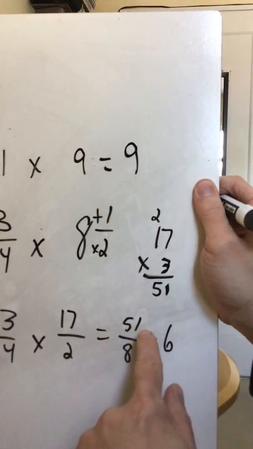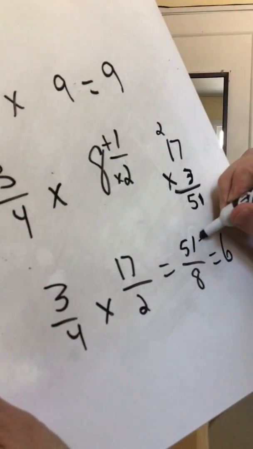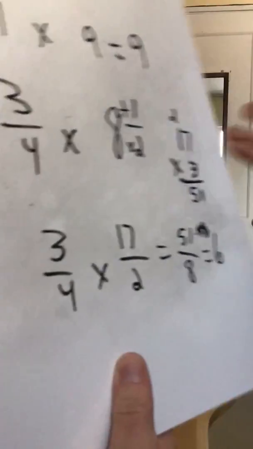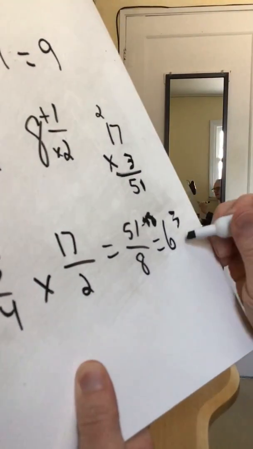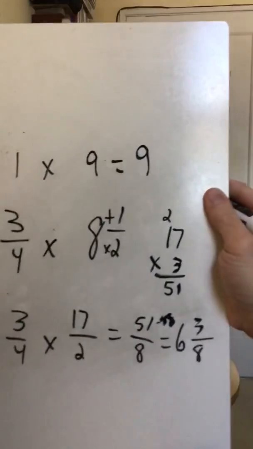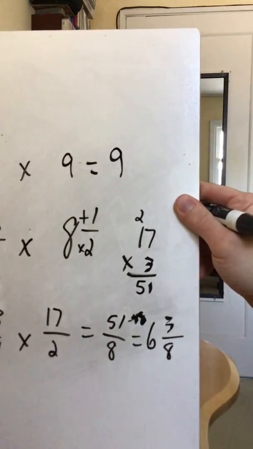And what is 8 times 6? 8 times 6 is 48. So if I subtract 51 minus 48, I get 3 over 8. So that's 6 and 3/8.